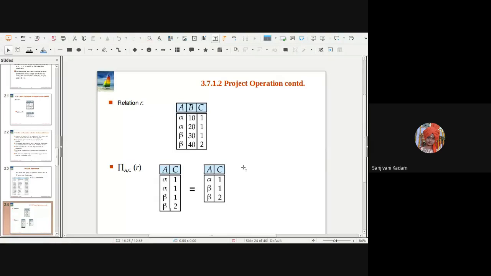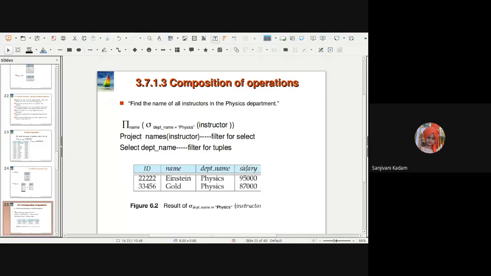Next, one more example we have studied, and then we studied composition of the operations, where we are combining the select operation as well as the pi operation or project operation. Select and pi both are getting combined here. So here we have seen find names of all instructors in the physics department. So first the select operation will get executed, and after select we are moving towards the project operation.